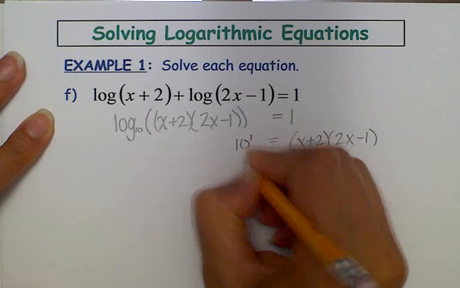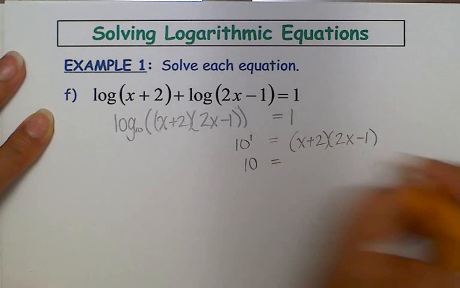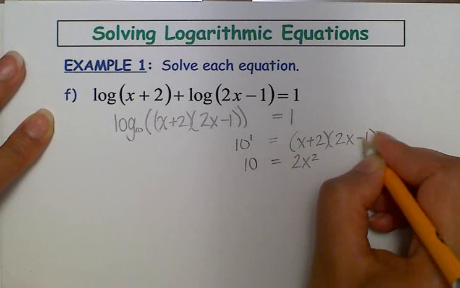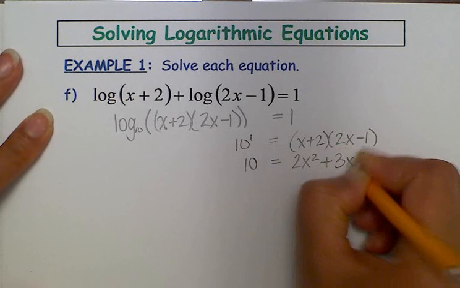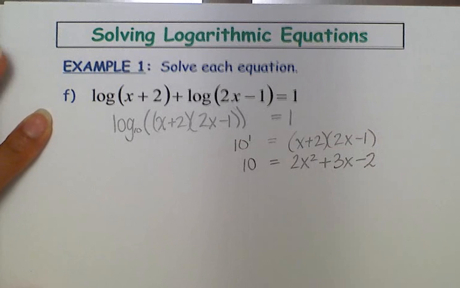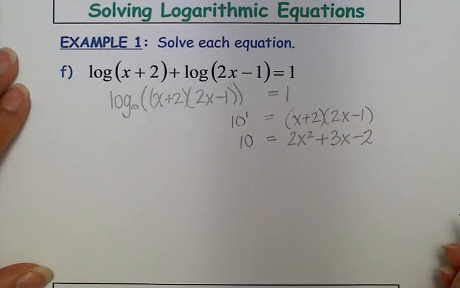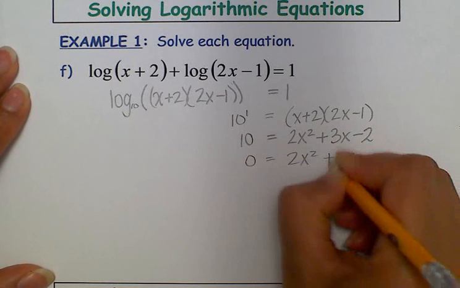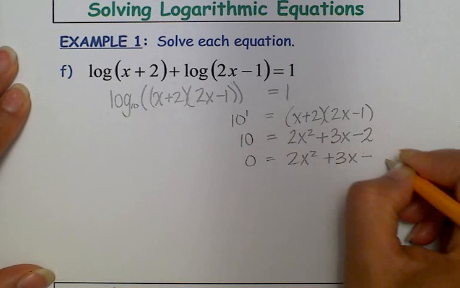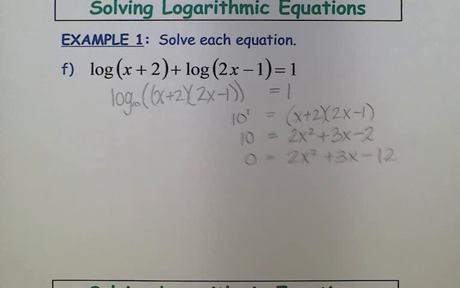And so I get 10 equals, if I expand and simplify, 2x squared minus x plus 4x is plus 3x, and then minus 2. And again, rearrange this to get 0 equals 2x squared plus 3x minus 12. Now let's take a look to see whether or not this is something factorable.